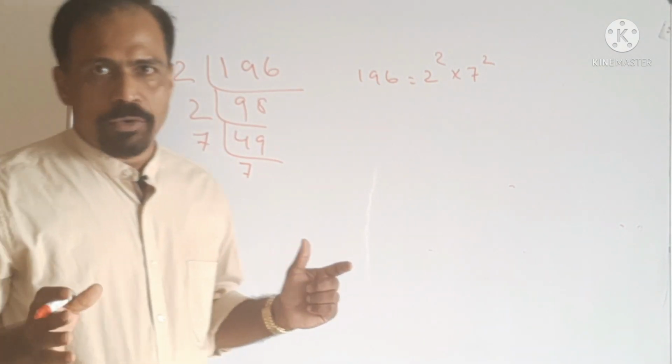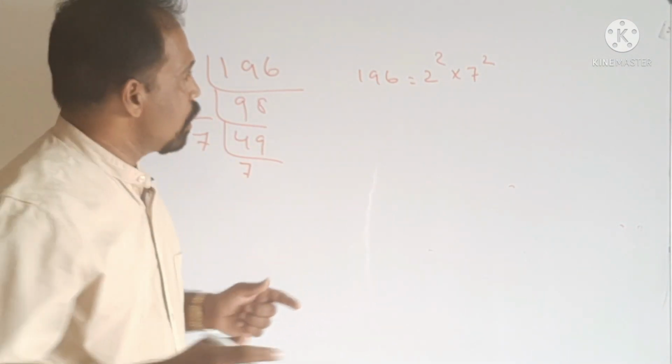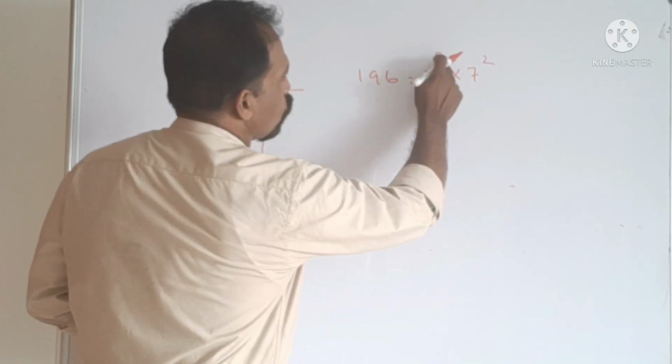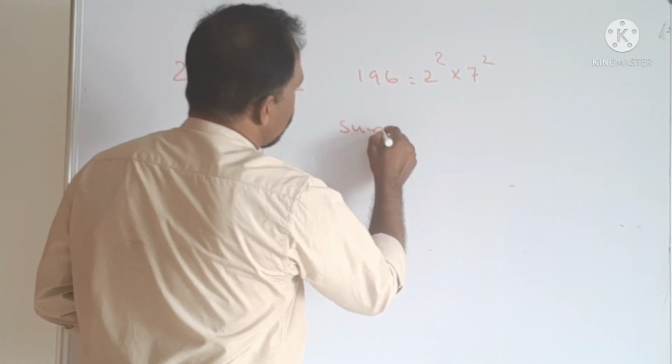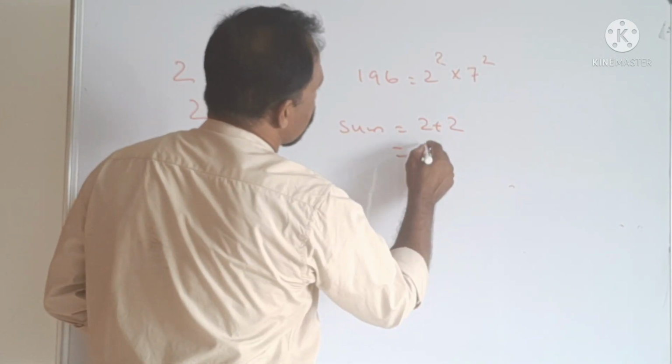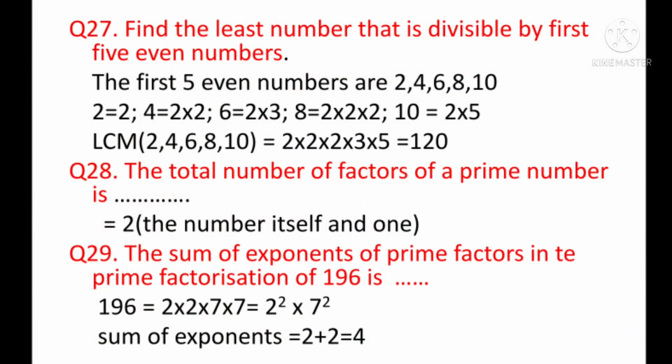Now we have to find out the sum of the exponents. Sum of the exponents is 2 and 2. So the sum will be 2 plus 2, that is 4.